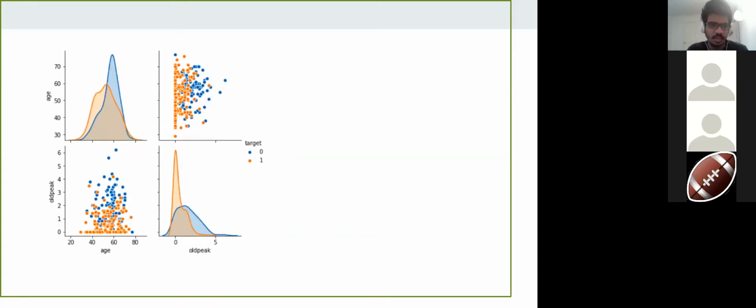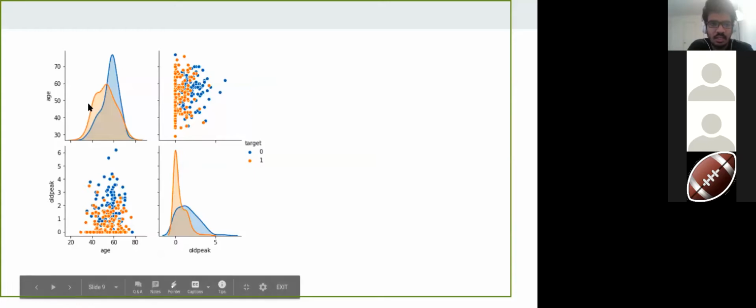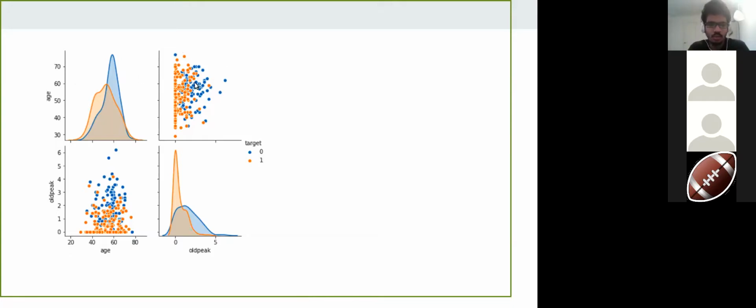Yeah, so this is a pair plot. We can use Seaborn for a pair plot, and what this basically does is we get the histograms on the diagonal axis. These are the frequency distributions, and we get the scatter plots on the rest of the plot, right? Okay, and this basically helps us understand the relationship between two or more variables.